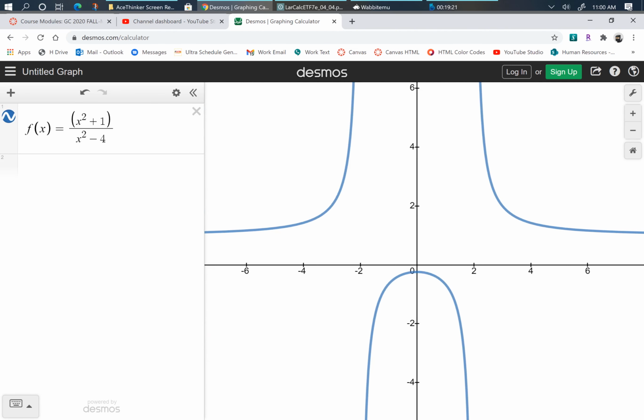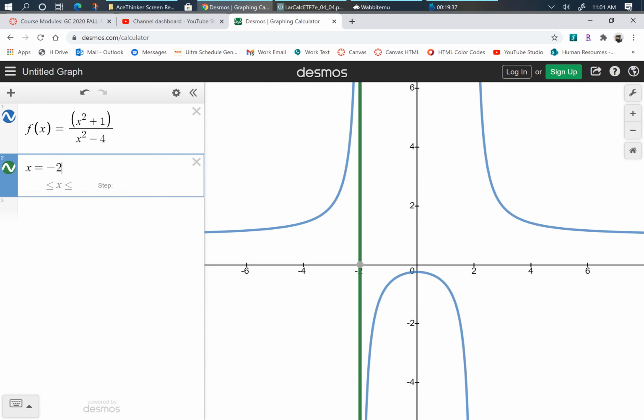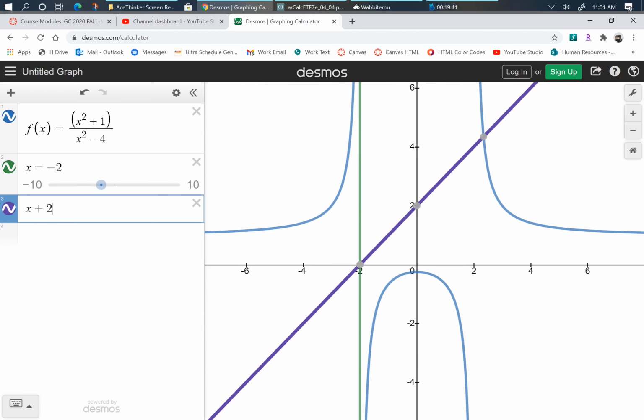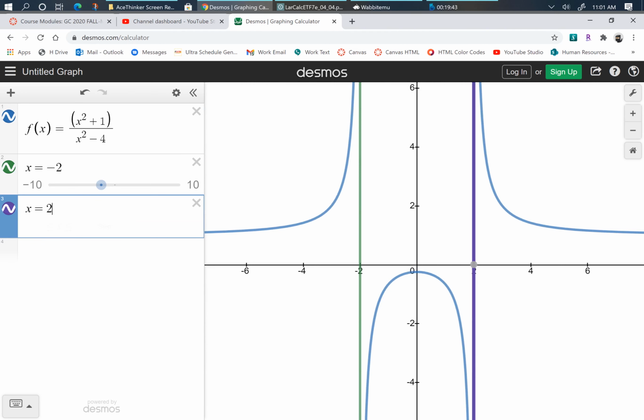So this is the graph of that function, x squared plus 1 over x squared minus 4. You'll see that there are 3 distinct intervals, 2 concave up, the left and the right side as we're looking at it, 1 concave down. But there is no point of inflection because we have a vertical asymptote at x equals -2, and we have another vertical asymptote at x equals 2.